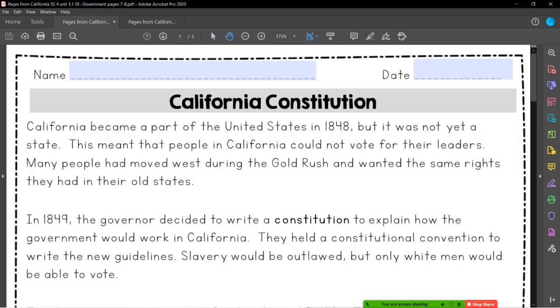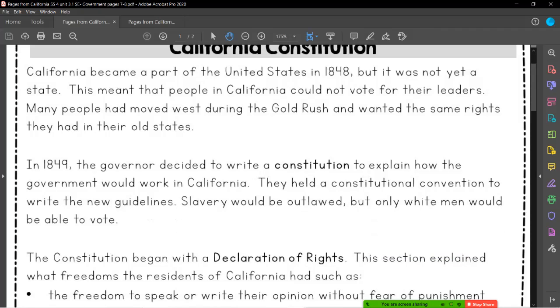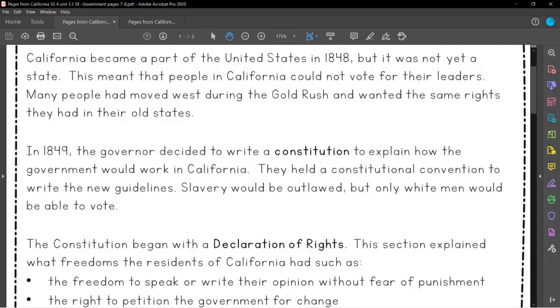Now, constitution is going to be one of your important words here. Pay attention to it. Again, while we're reading, please make sure you are annotating: underline, highlight the important things, make little notes to help you remember things. If you're not sure about something, put a question mark next to it so you remember to ask me and I can help clarify.